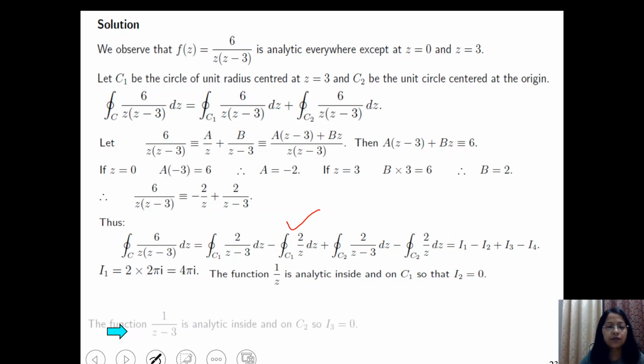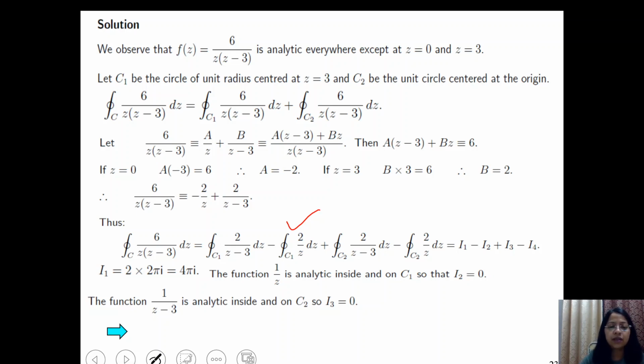So let's have consecutive values of I2, I3 and I4. 1 upon z minus 3 is analytic inside and on circle C2. C2 is the circle which is enclosing the origin. That's why its value is this. So now we'll check the integrals I2 and I4. These are 0 because those points, origin and 3, are outside the circles. That's why these two integrals are 0. So substituting all the values of the integrals, we are having this value.